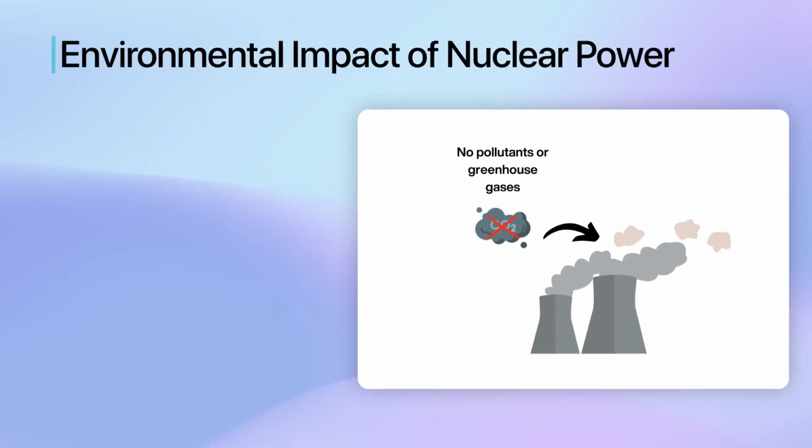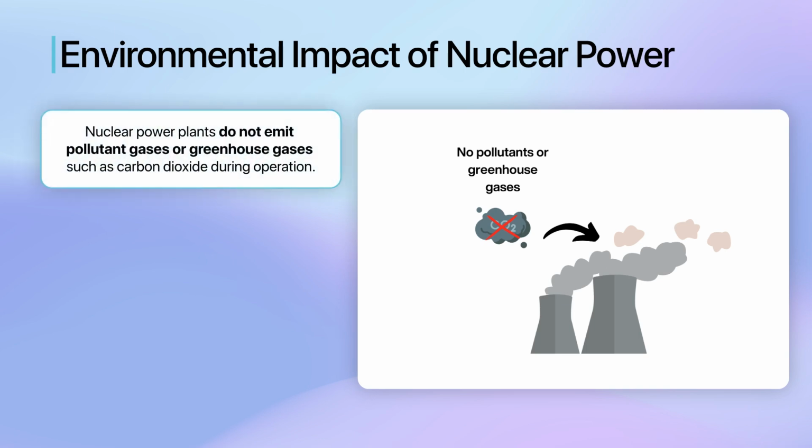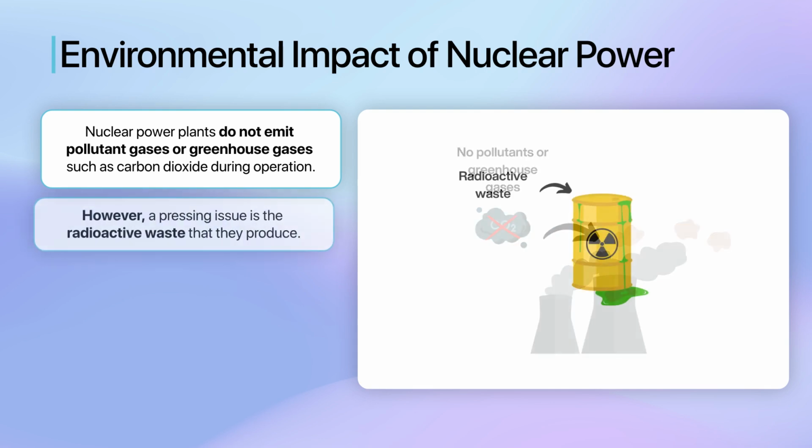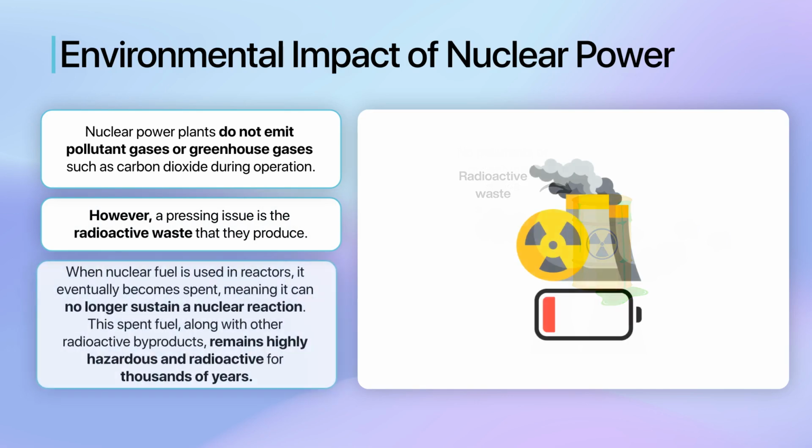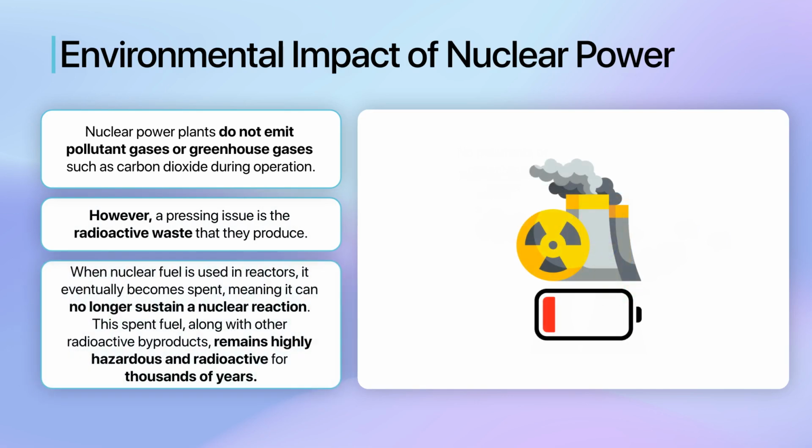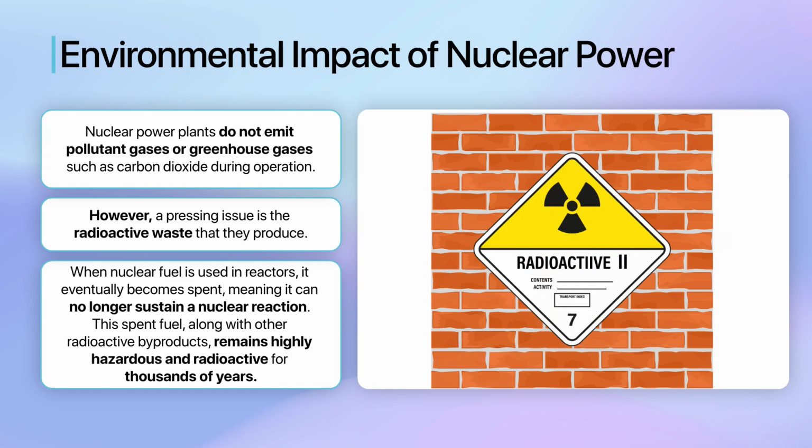So what about the environmental impact? Nuclear power plants do not emit pollutant gases or greenhouse gases such as carbon dioxide during operation. However, they do come with a set of serious disadvantages that must be carefully considered. One of the most pressing issues is the generation of radioactive waste. When nuclear fuel is used in reactors, it eventually becomes spent, meaning it can no longer efficiently sustain a nuclear reaction. However, this spent fuel, along with other radioactive byproducts, remains highly hazardous and radioactive for thousands of years.